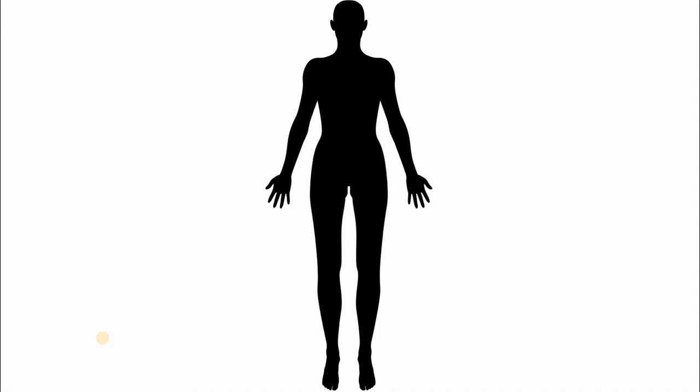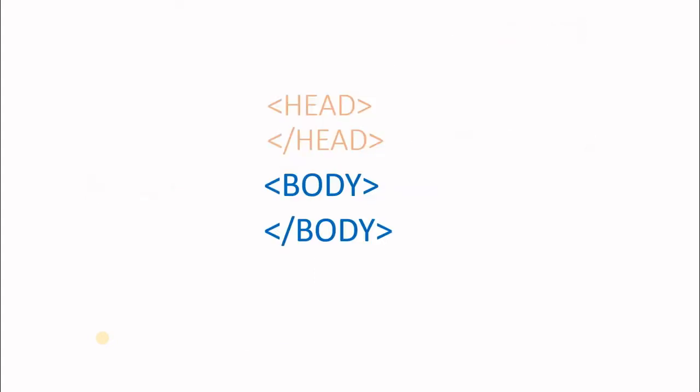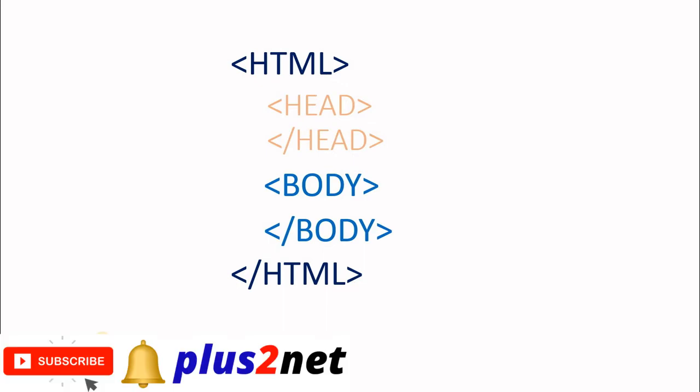Hi friends, here is a head and body, and we combinedly call it a human. Now let's go to an HTML page. There is a head and a body, two main important sections, and we put them inside an HTML tag. So we call it an HTML page.